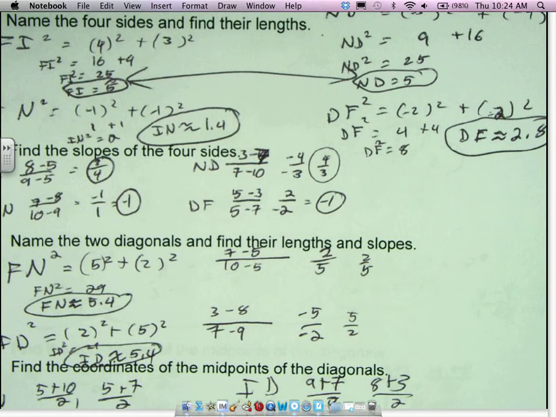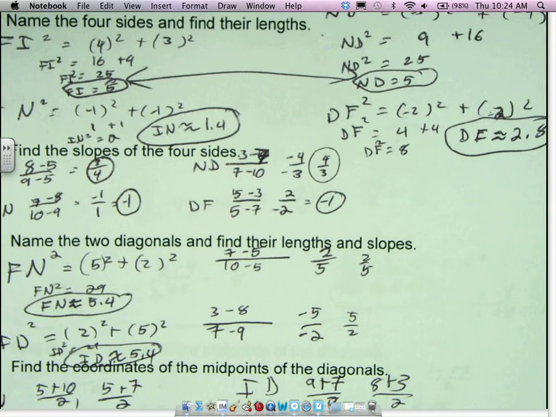FI is 5. ND is 5. IN is 1.4. And DE is 2.8. Okay, so it only has one congruent side. So can it be a parallelogram? Can it be a rectangle? Rhombus? Oh, 2.8, not 1.8. Square? An isosceles trapezoid? Or a kite? Okay, only one congruent side.